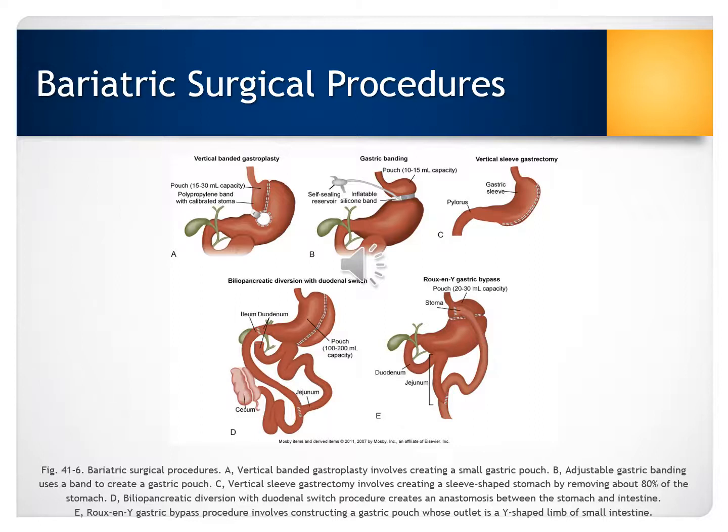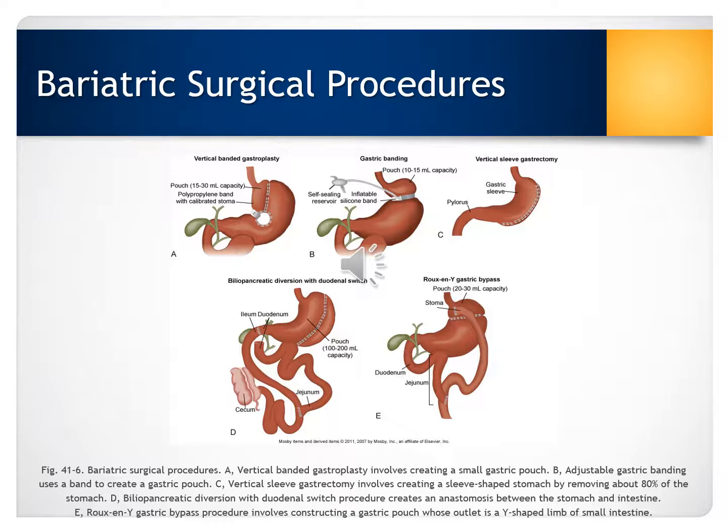There are a variety of surgical interventions available for the obese patient. Adjustable gastric banding has a band that encircles the stomach, creating a stoma and a gastric pouch with about 30 milliliter capacity. The vertical sleeve gastrectomy removes about 80% of the stomach, leaving a sleeve-shaped stomach with 60 to 150 milliliter capacity.